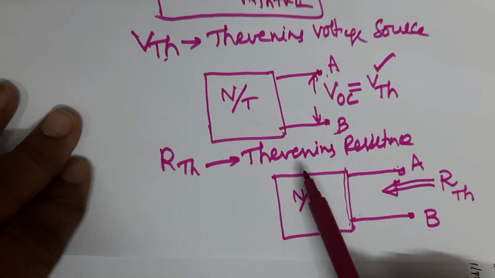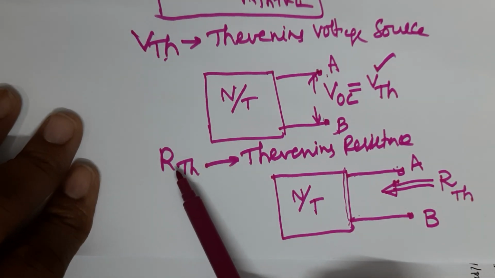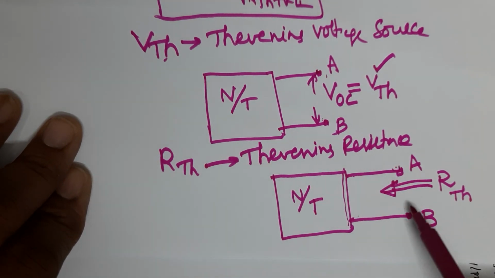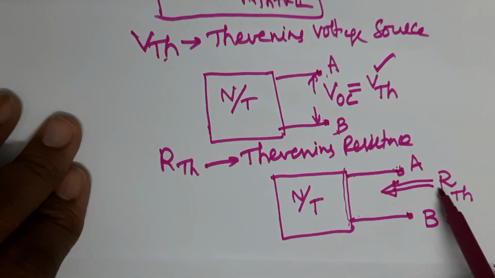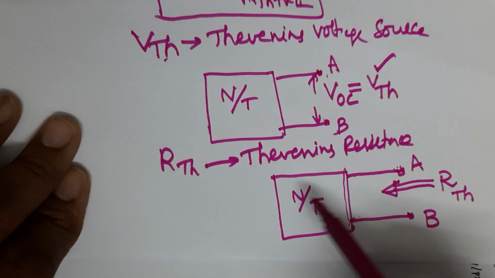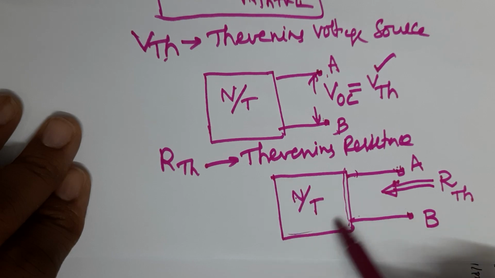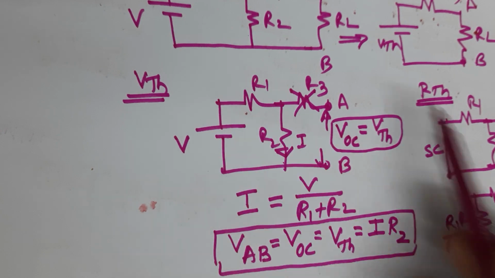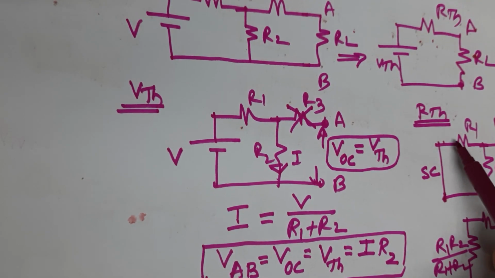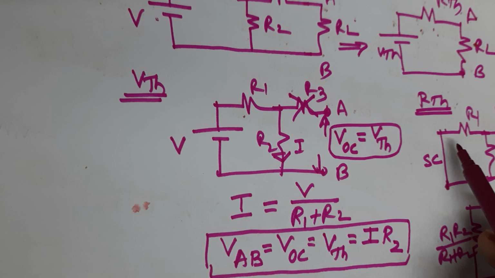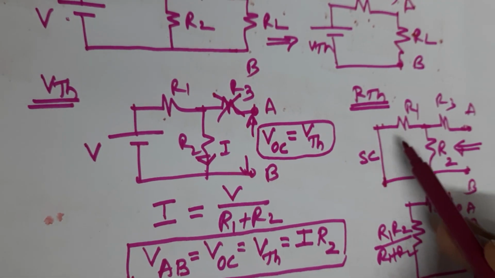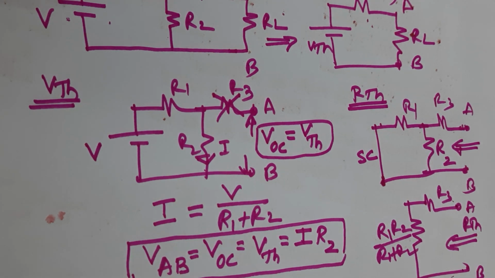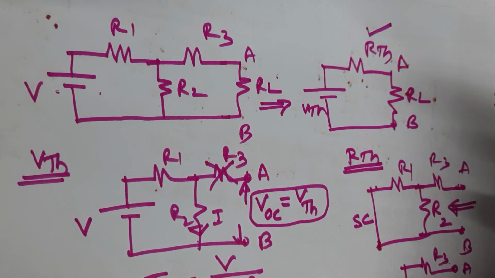Now, the third step: what is the Thevenin's resistance? The Thevenin's resistance can be easily found by viewing from the output terminals into the network. While viewing, there should not be any sources, as in this example. So without sources, we have to form the circuit like this for this example, so that we can find out the resistance value, and that we will keep in the equivalent circuit.